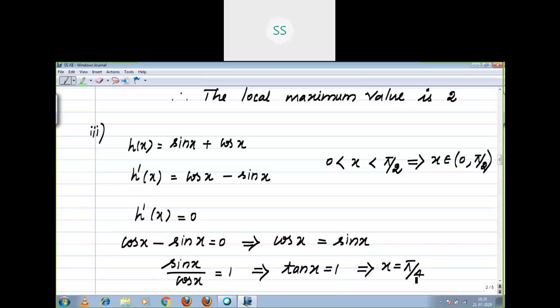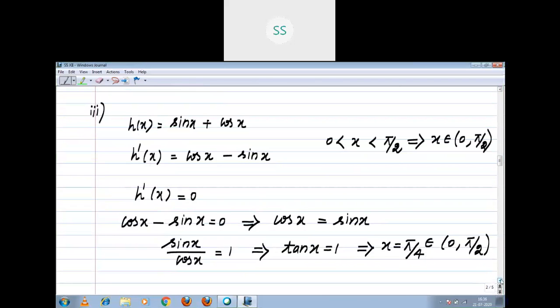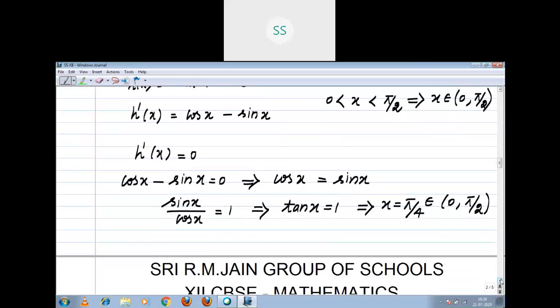Here pi by 4 is a critical point. You have to check whether pi by 4 exists in the interval or not. Whether it exists in the interval, children? Yeah, it exists. It belongs to 0 comma pi by 2. That means the critical point here is x is equal to pi by 4.